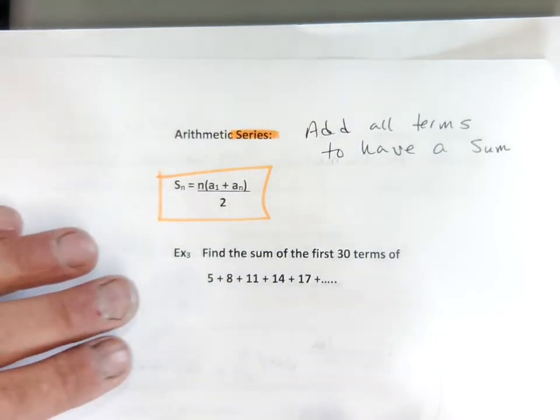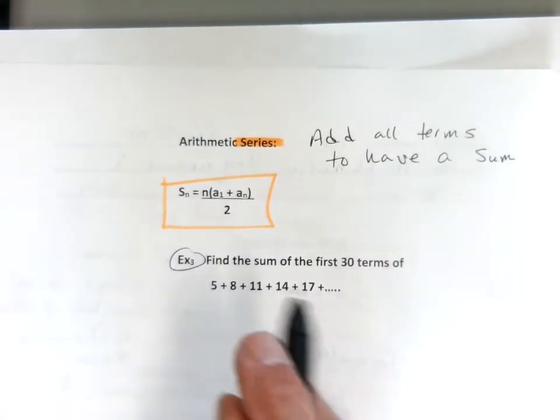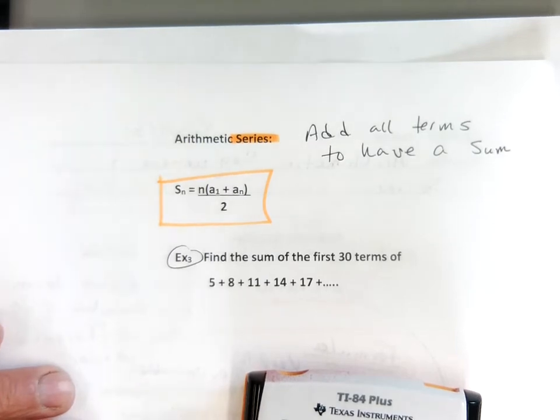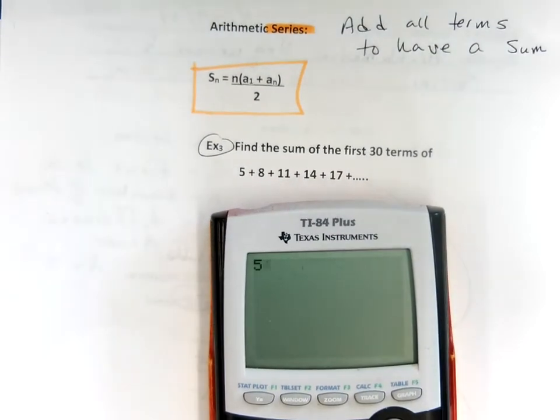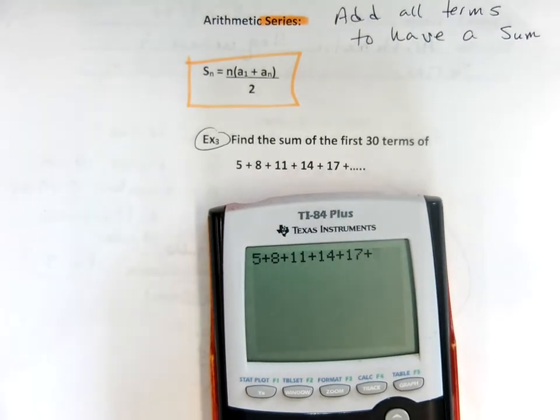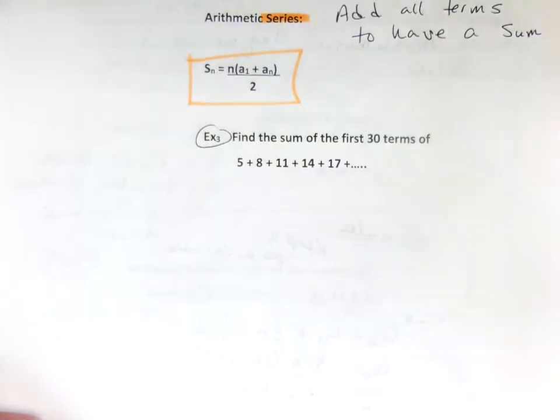So if I look at example 3, I'm going to go 5. I'm not going to do this for real, I'm just going to show you. I go 5 plus 8. Don't really do this. Plus 11. Plus 14. Plus 17. Plus, I got to go all the way to 30. Are you kidding me? Yes, you can do it that way. What a pain. So, if we have a formula, let's just let the formula do it.